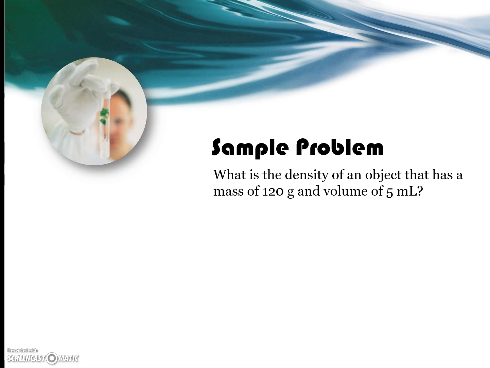But what you are going to need to do is divide 120 by 5, and you should have gotten 24, and that is 24 grams per milliliter, because grams was on the top and milliliters was on the bottom, so it's grams per milliliter. So make sure you have that down on your sheet of paper.